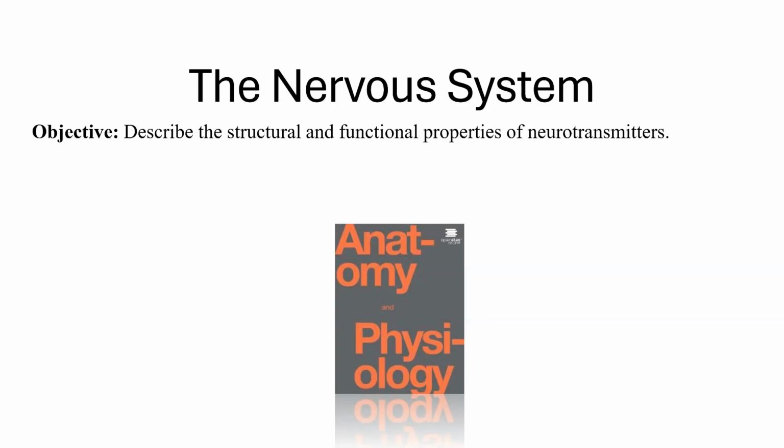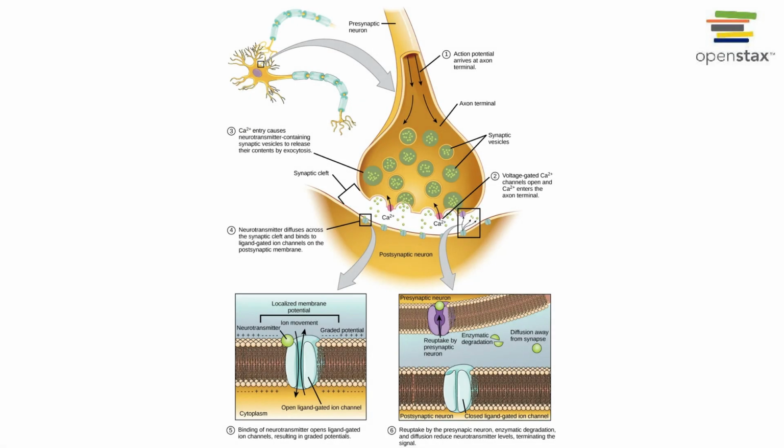In this video, you will learn about the structural and functional properties of neurotransmitters. Neurotransmitters are fast-acting chemical messages released when an action potential arrives at the axon terminals of a presynaptic neuron. Neurotransmitters diffuse across the synaptic cleft and bind to specific receptor proteins to produce rapid effects in the postsynaptic cell.